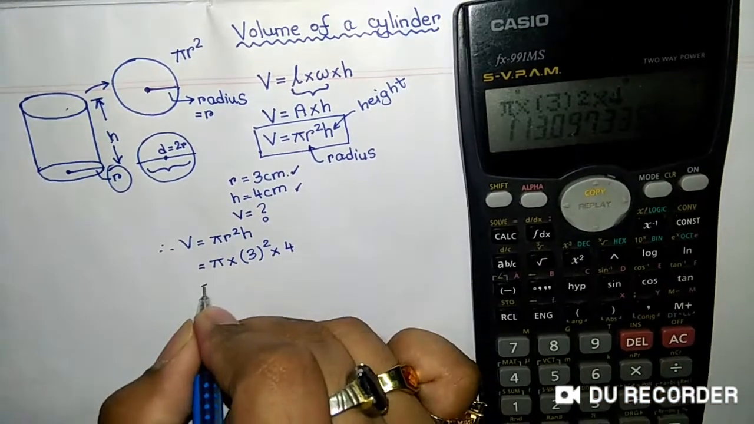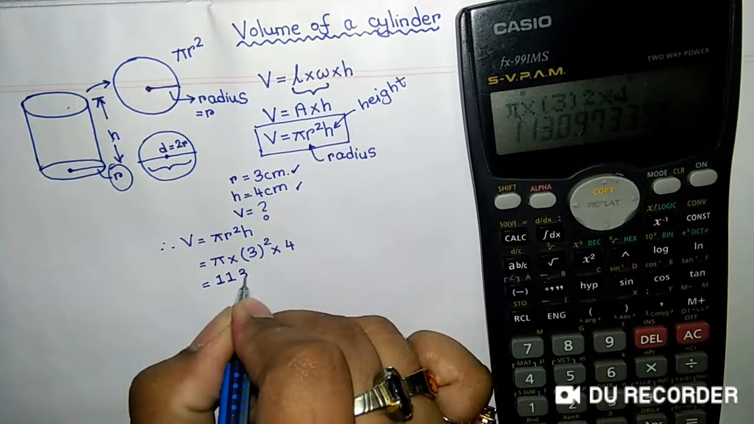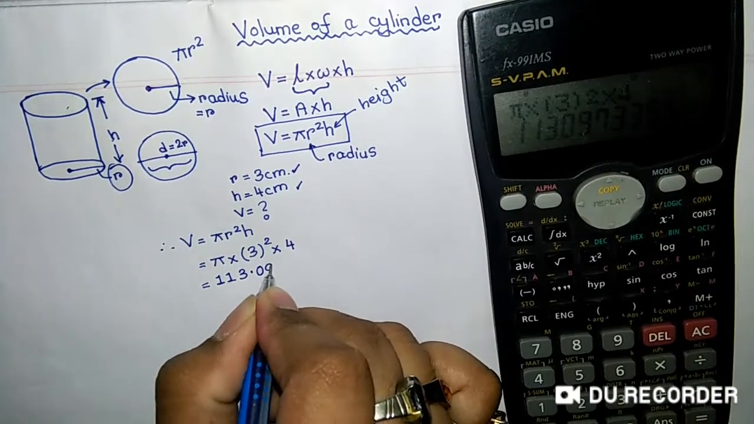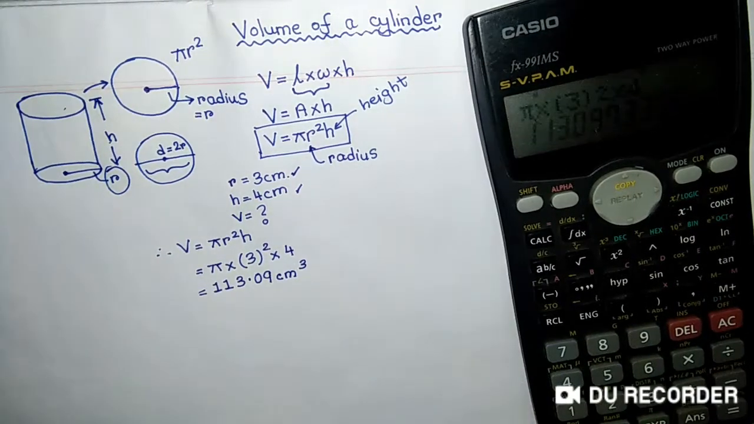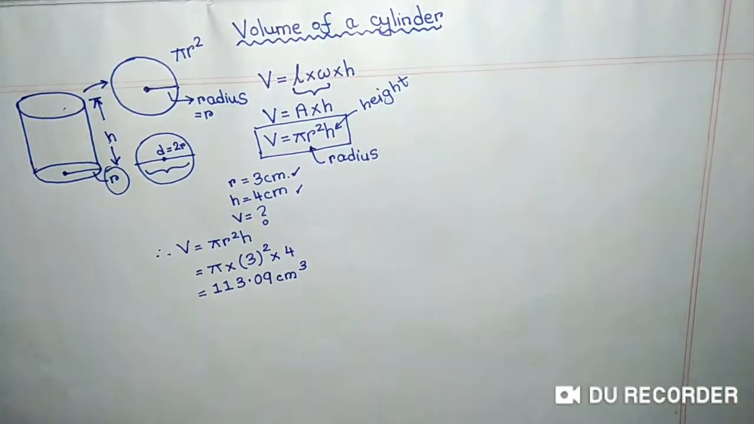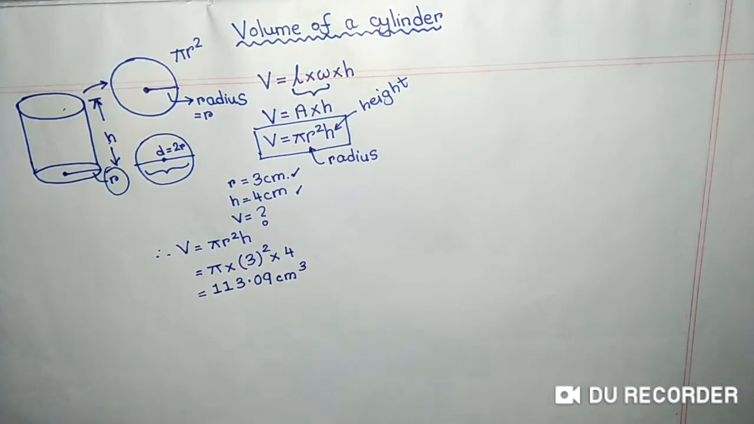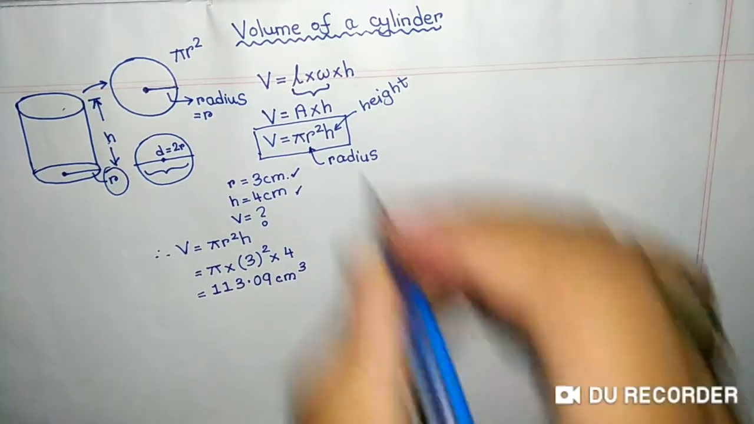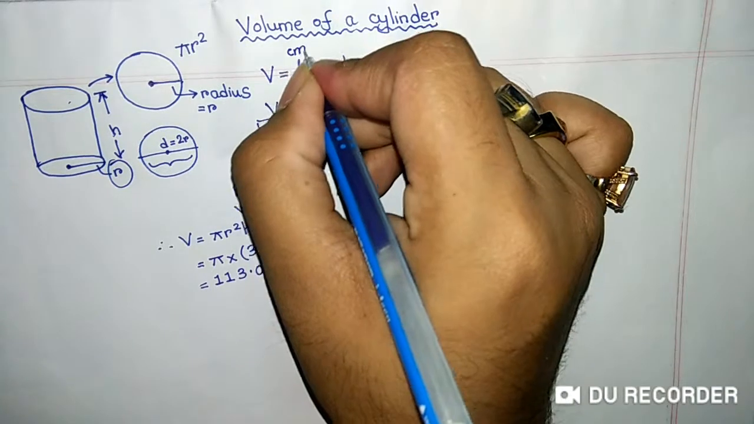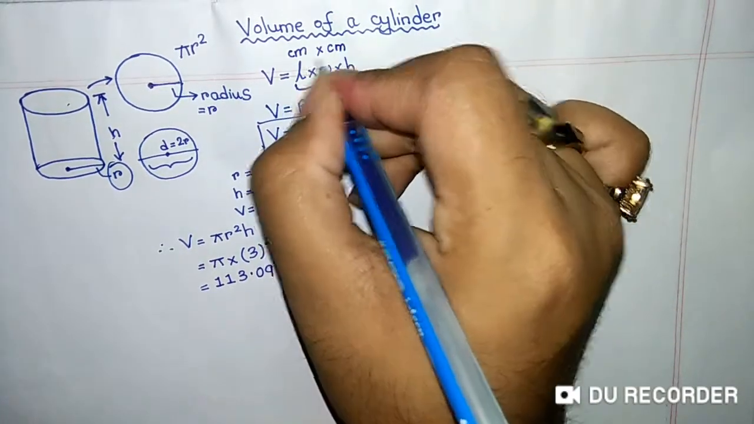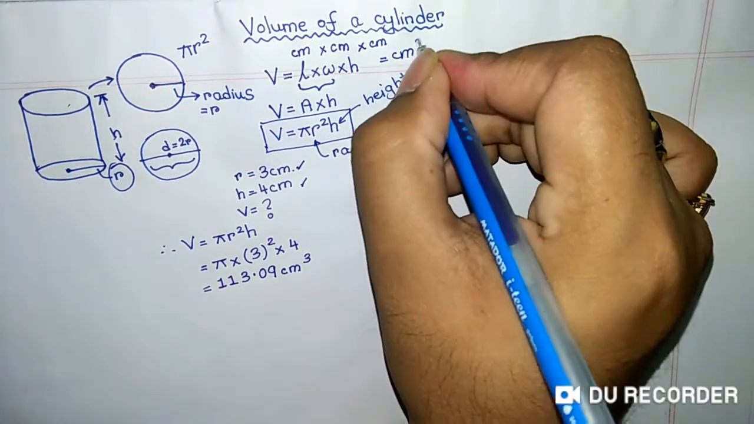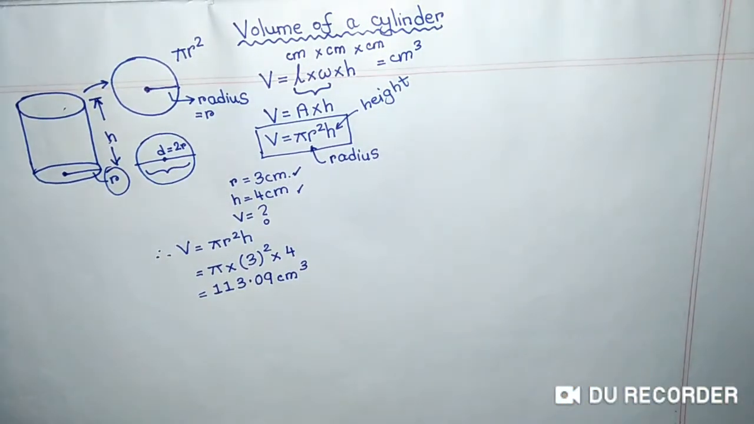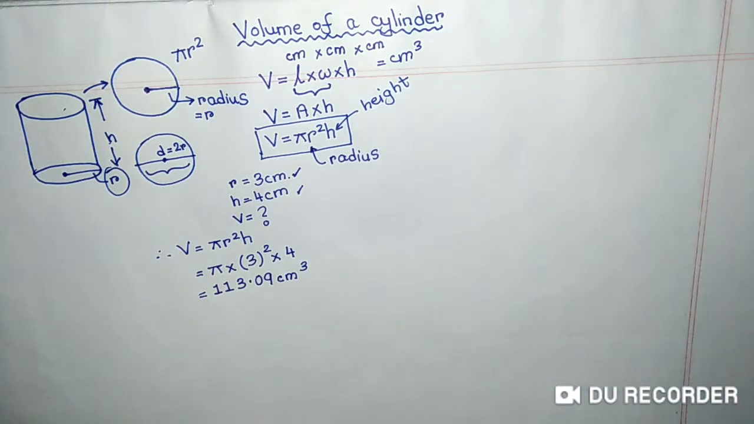113.09. So as a result, we can write the volume of the cylinder is going to be 113.09 centimeter cube. As you already know, the volume has the unit of centimeter cube. It has to be in cube. Why? Because if you multiply 3 dimensions together, centimeter times centimeter times centimeter, according to the power rule, it has to be centimeter cube. Make sure you don't make a mistake on this.